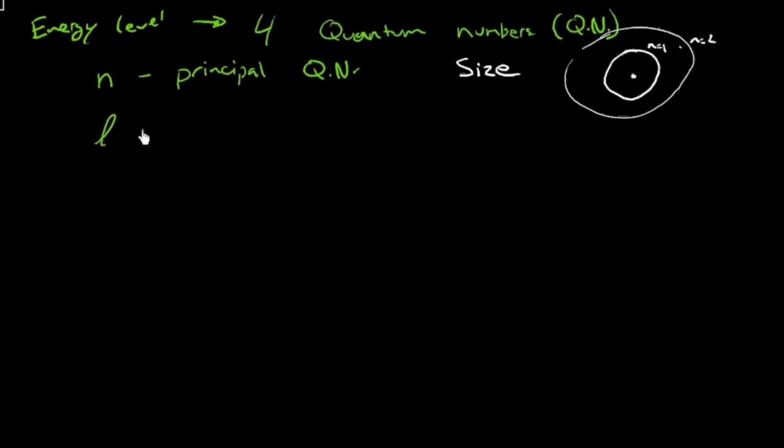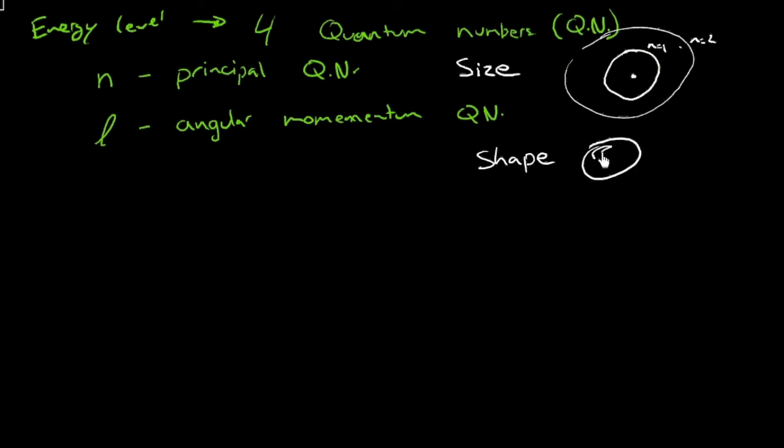Then we have script L, and that is the angular momentum quantum number. And that describes for us the shape. For example, is it a sphere? And there's my best attempt at drawing a sphere. I'm trying to shade this in here, get some shadows over there. I'm getting better. No? Yeah? Okay.